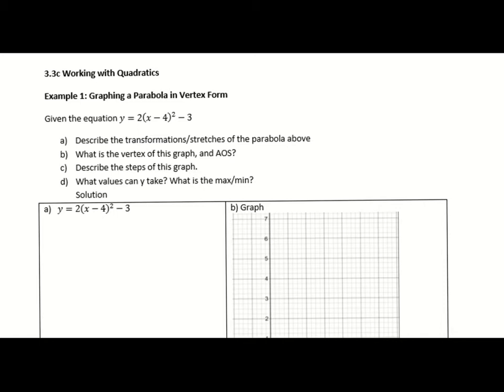We're working with quadratics in vertex form for this section. So remember, the vertex form is of the form y is equal to a(x minus h) squared plus k. And this gives us a whole bunch of things that we can do. We can graph it, we can tell whether it's opening up or down, we can say whether it's a transformation left or right. We could pretty much do anything with this, all right?